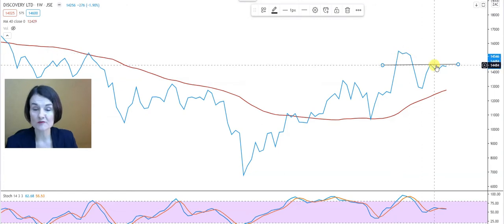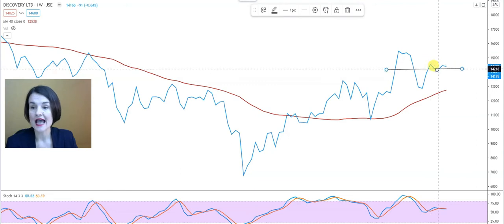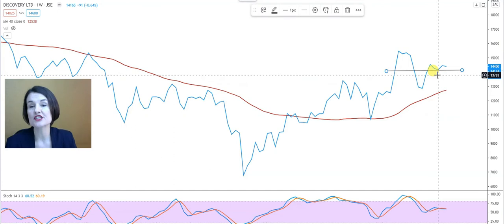Should there not be enough buyers to take Discovery through that 145.32, and that previous support waiting in that week of the 22nd of February at 141.65 starts to change into a resistance, I would start to see lower highs. Why do I say that? Because this high is a little bit lower than this high. It's just a little bit lower than that one. It's a little bit lower than that one, which always implies a loss of momentum.